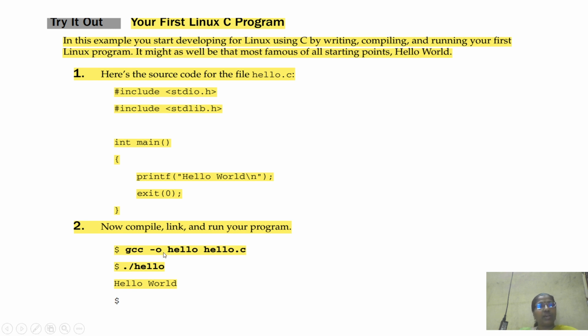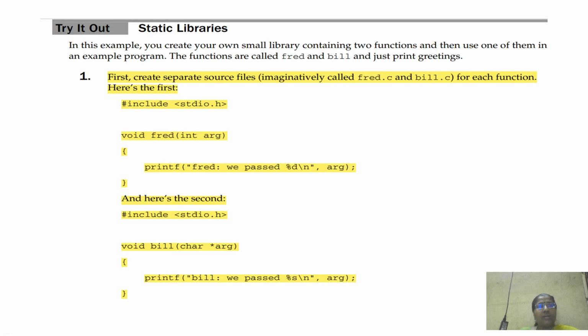If you are using the -o option, then hello, where hello.c is your program name. Now you run your object file, ./hello, and it will simply print hello world. Now try out some other examples. In this example, you can create your own small library containing two functions, fred.c and bill.c. These are the two functions, and then use one of them in an example program. The functions are called fred and bill, just printing greetings.